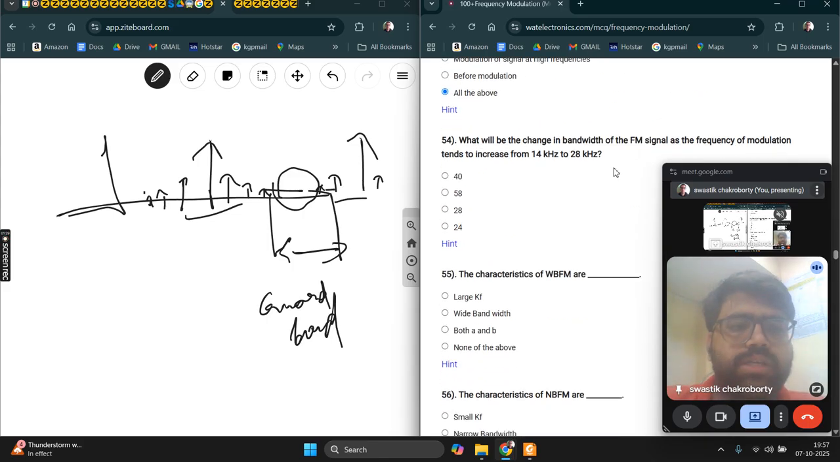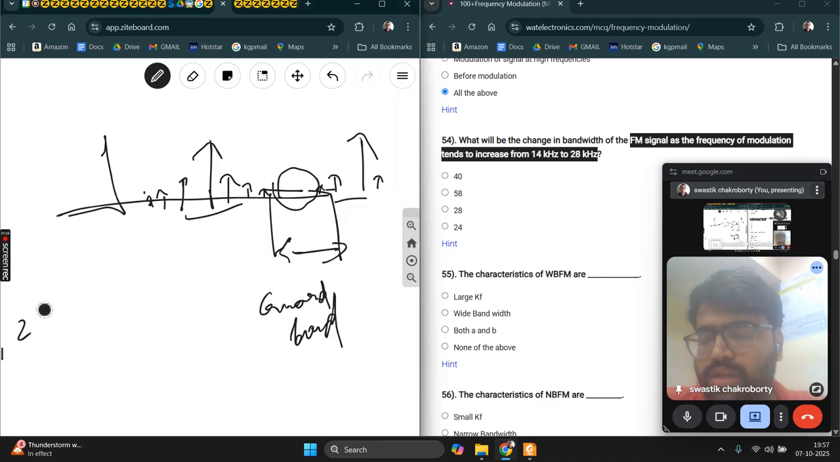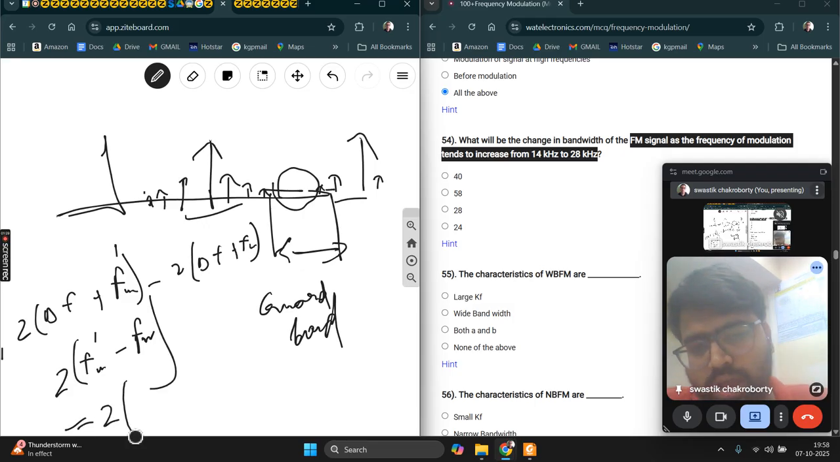What will be the change in bandwidth of FM signal as the frequency of modulation increases from 14 to 28? So, assuming the message signal is constant, Δf is constant. So the bandwidth is 2Δf + fm. So with fm' it is 2Δf + fm', so it is 2 into fm' minus fm. fm' is 28 and fm is 14. So it is 28.